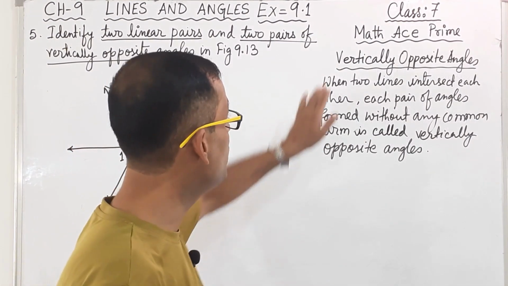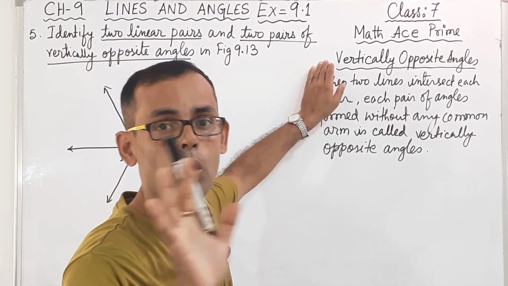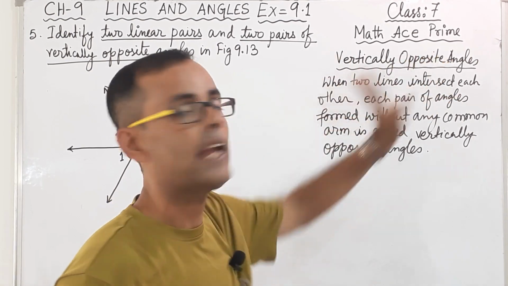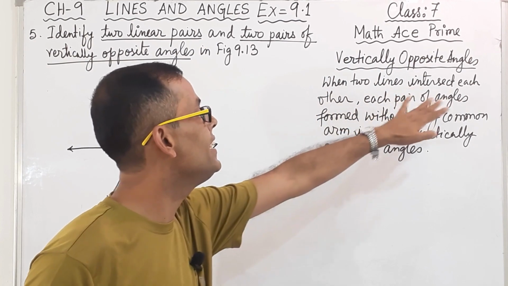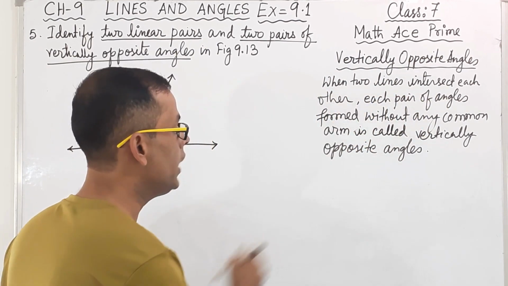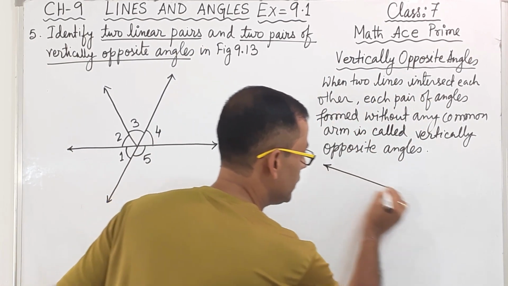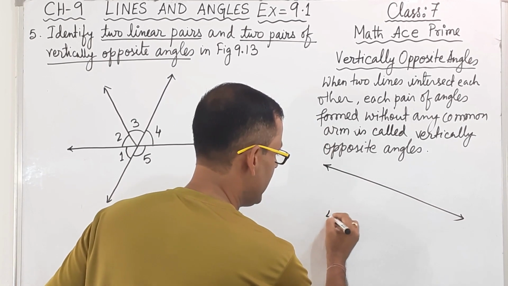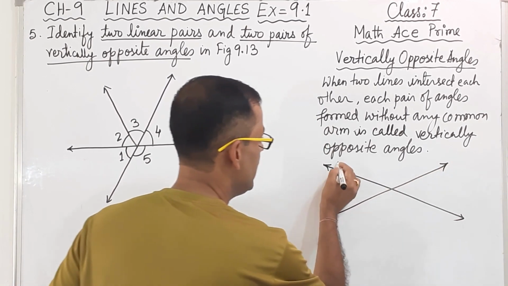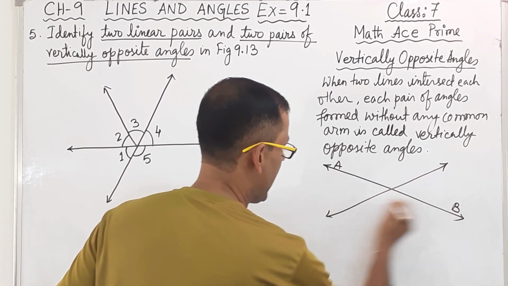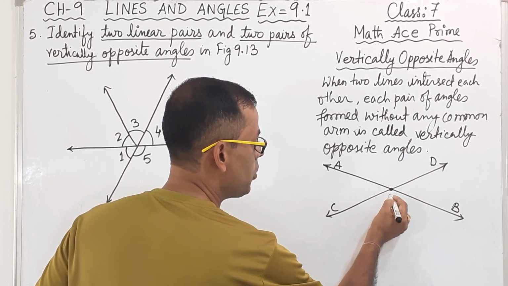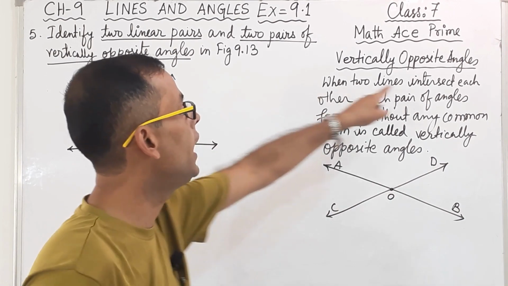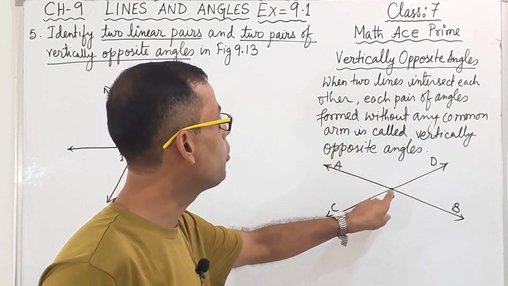Clear? Now we are going to understand the concept of vertically opposite angles. So what are vertically opposite angles? When two lines intersect each other. So two lines, if I want to draw one picture, like this way. So this is one line and this is another line. So this is AB, suppose, and this is CD, and they are intersecting at this point O. So two lines intersect each other at point O.